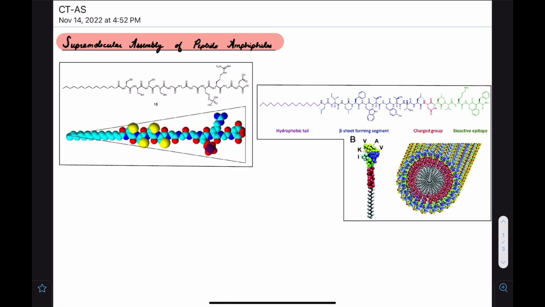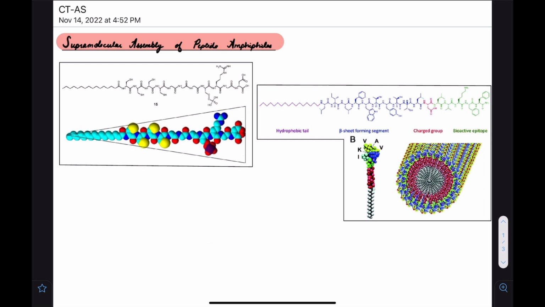Peptide amphiphiles are small molecules that contain hydrophobic components bound to peptides. The peptide sequences in these molecules are fairly short, right about or under 10 amino acids, and they are linked to an aliphatic tail consisting of 10 or more carbon atoms. The short peptide moiety forms beta sheet structures, whereas the aliphatic chain moiety self-associates via hydrophobic interactions.